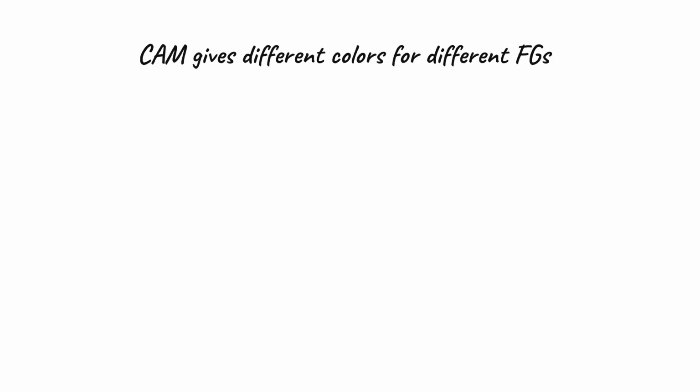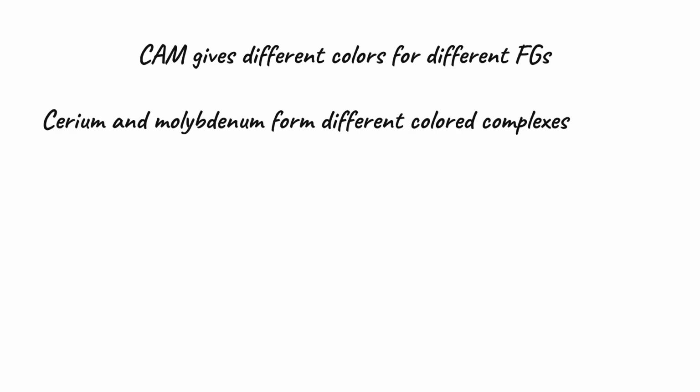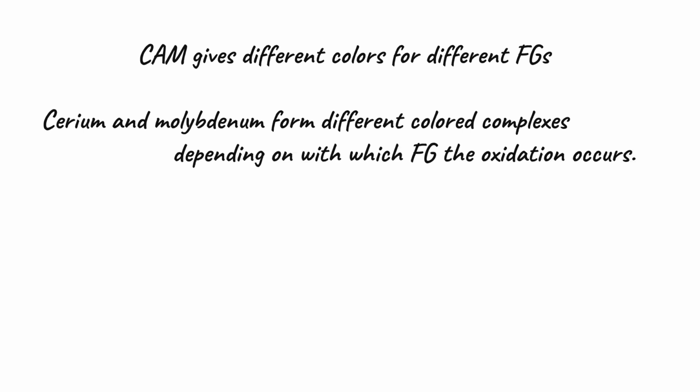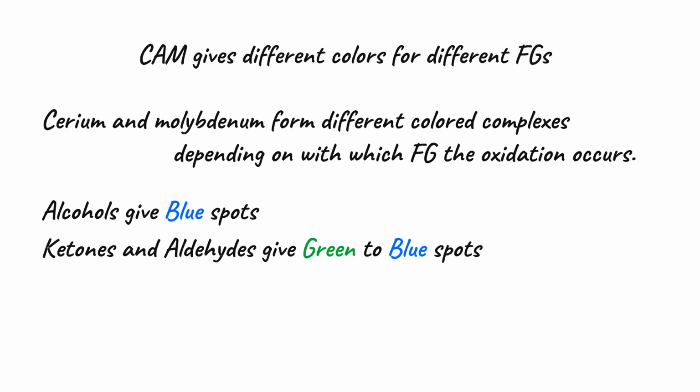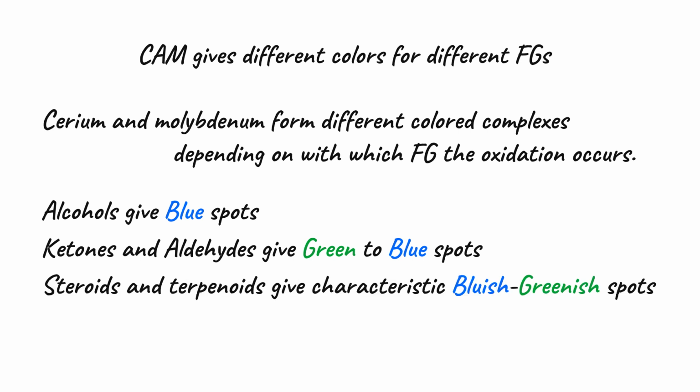The reason CAM gives different colors for different functional groups, which is the key insight here, is that cerium and molybdenum form different colored complexes depending on what they are oxidizing. Alcohols give blue spots, ketones and aldehydes give green to blue spots, and steroids and terpenoids give characteristic bluish greenish colors. Sugar gives brown spots. This color differentiation is something KMnO4 simply cannot do.